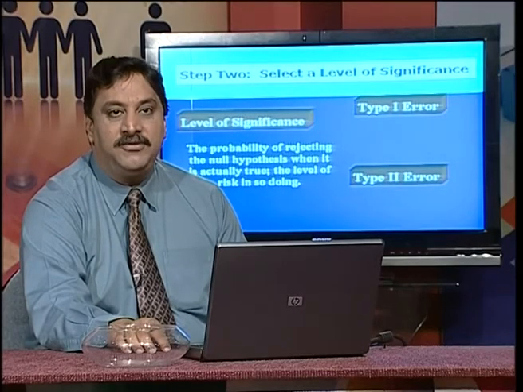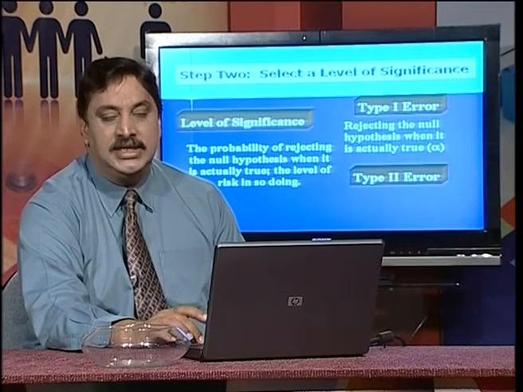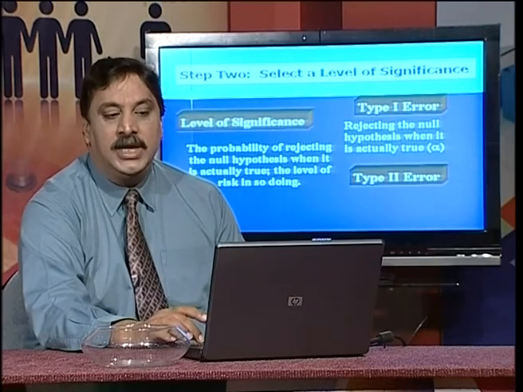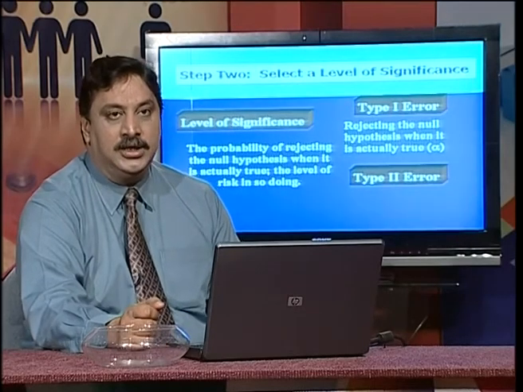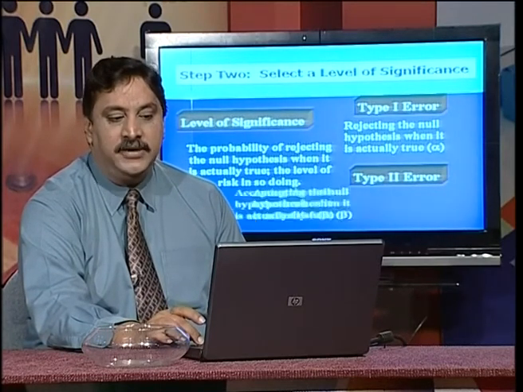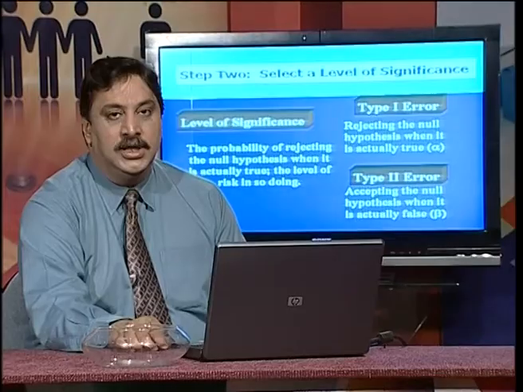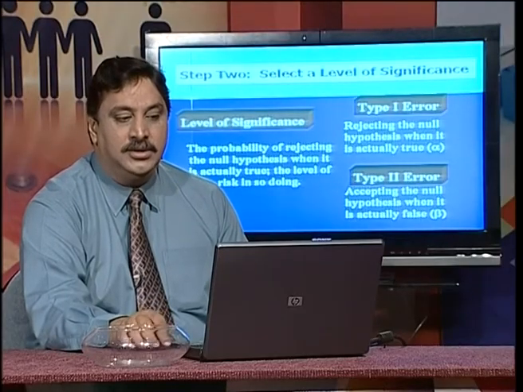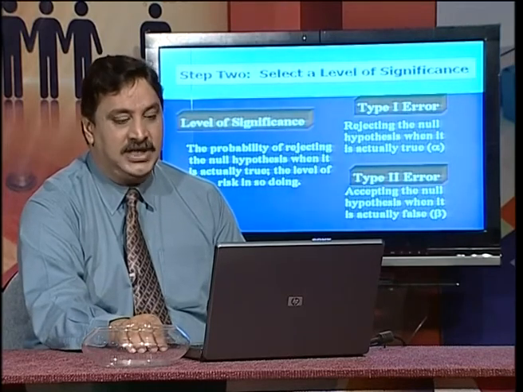Here in level of significance, generally we may commit two types of errors. One is the type 1 error, which is rejecting the null hypothesis when it is actually true. This error may be committed in the testing of hypothesis procedure. The second error is known as the type 2 error, and this is accepting the null hypothesis when it is actually false. So be careful when you design the testing of hypothesis and set the level of significance.